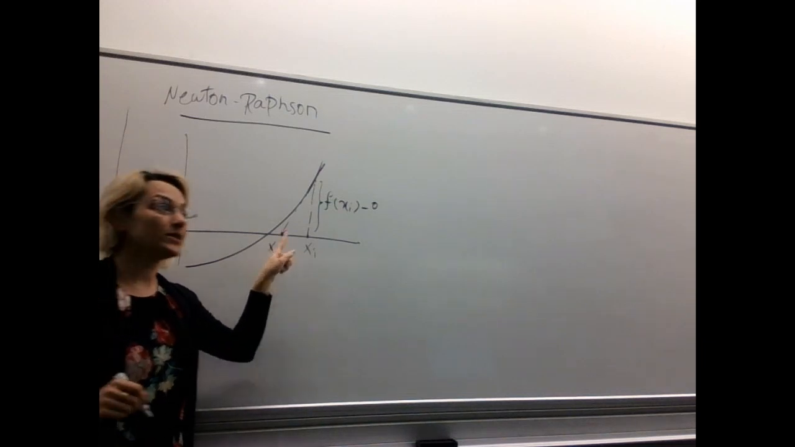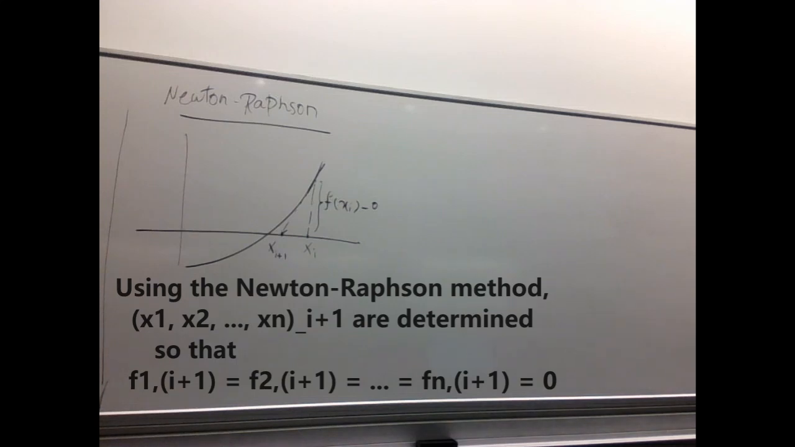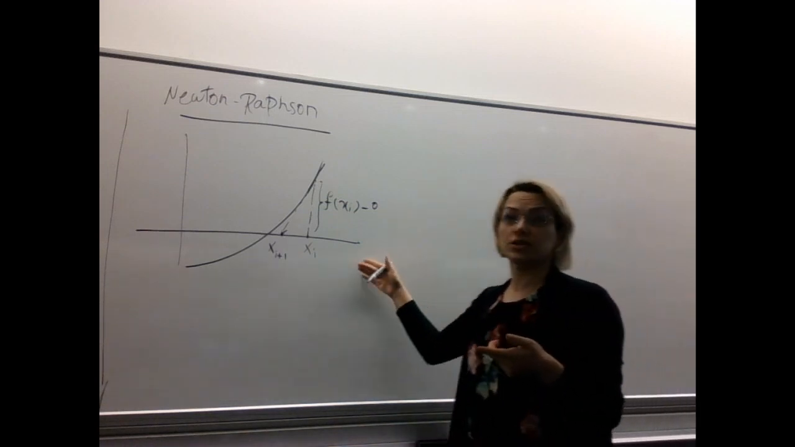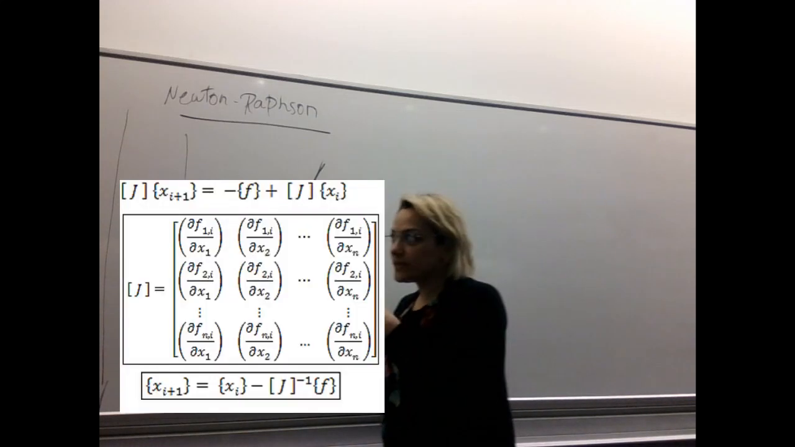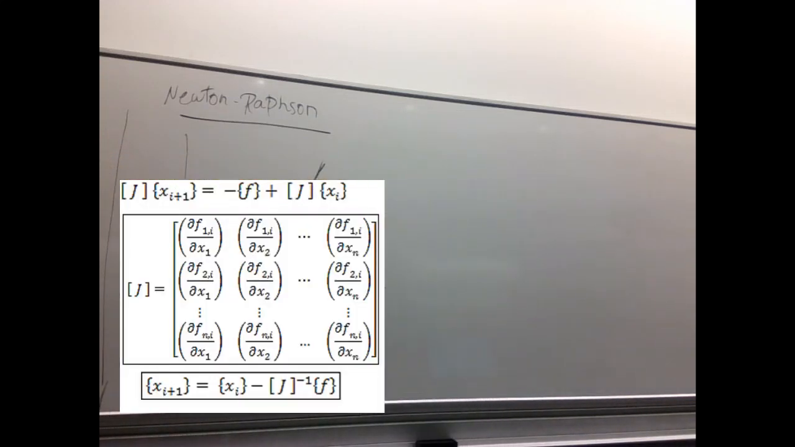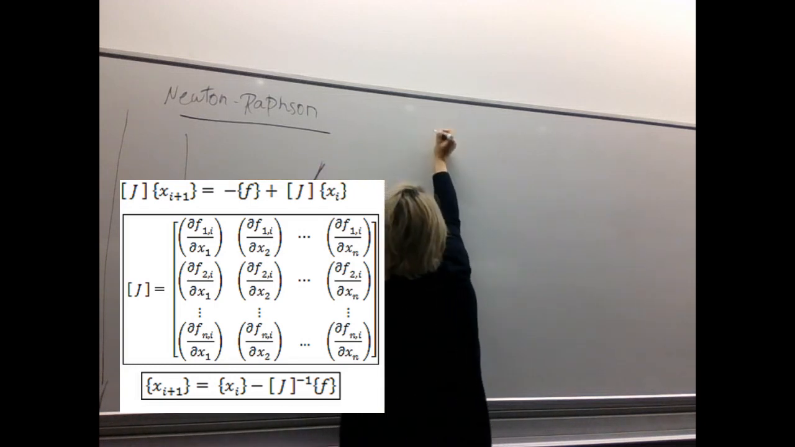You see? So the same thing is here. We said that the first function, second function, up to the nth function, for all of them at i plus 1, we consider equal to 0. The logic comes from the Newton-Raphson methodology that we had. And so then we play with these equations and extract the matrix that we have. We call it the Jacobian matrix, and it's all the partial derivatives.